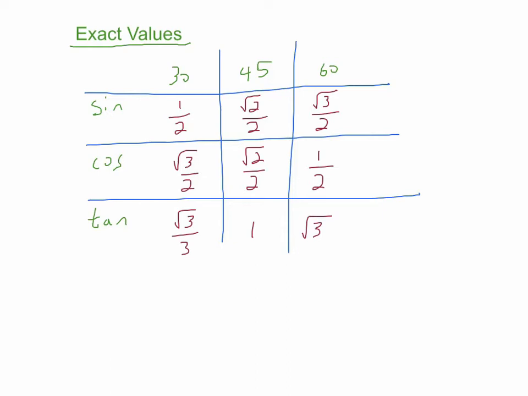Cosine is second because it is essentially the reverse order of the sine function's exact values. And then tangent is last. If you recall, tangent is equal to sine over cosine. And so, for example, at 45 degrees, since both sine and cosine are exactly the same, that's why the tangent of 45 degrees is equal to 1.